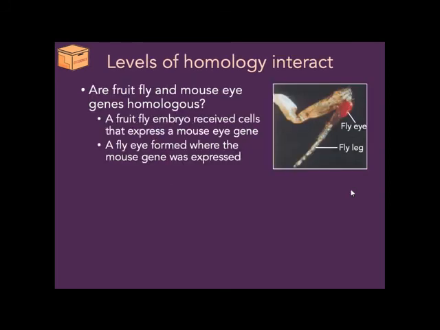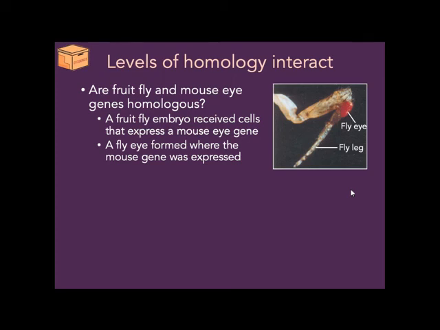All right, so are fruit fly eyes and mouse eyes, are the genes homologous? This is a question people were really very curious about because the eye of a fruit fly is very different than a mouse eye. A fruit fly eye is a compound eye made up of a bunch of little tiny simple eyes versus a mouse eye, which is not compound, it's a single eye, and it works a lot differently, okay?